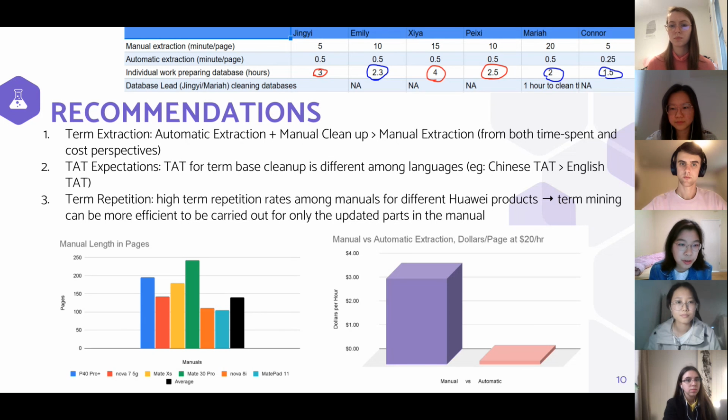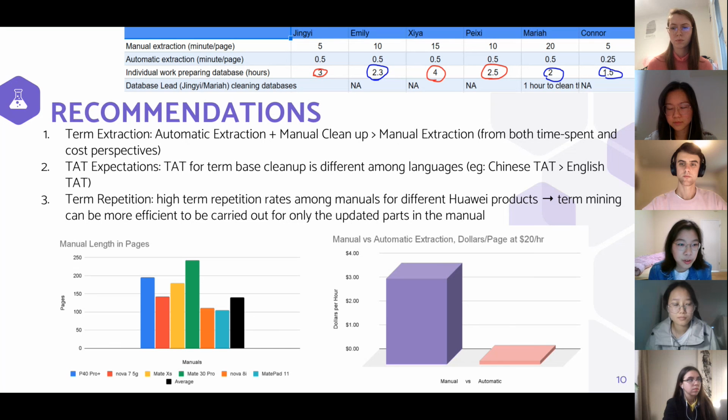And the second recommendation would be more like stakeholder education. We would like our clients to know that the turnaround time for term base cleanup and term extraction can vary from language to language. For example, the time spent for Chinese was longer than for English. And the main reason we believe is because there's no blank space between Chinese words, and it's very hard to apply a stop list in Chinese. So Chinese term extraction seems to take longer.